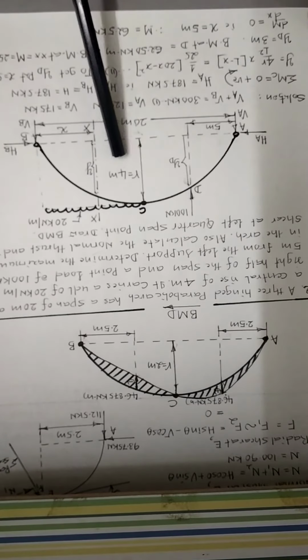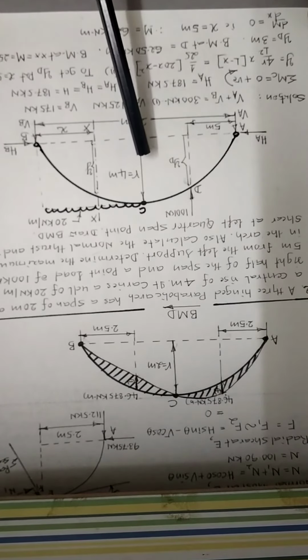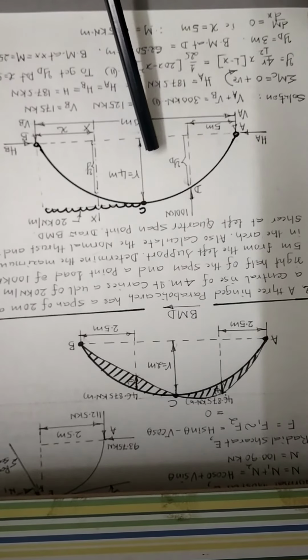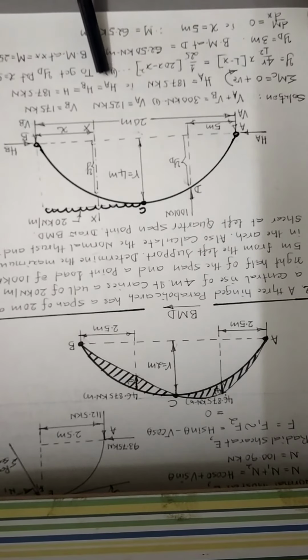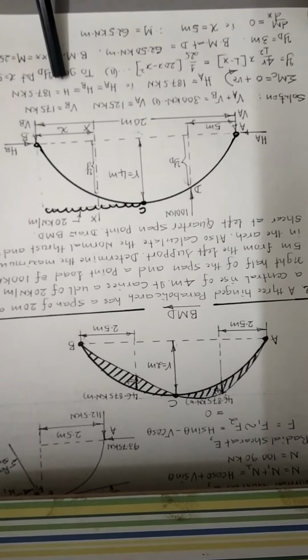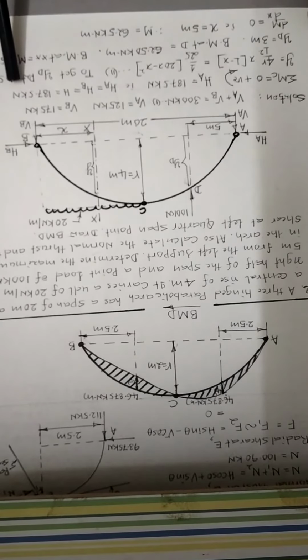In this case, the arch is subjected to purely vertical loads. For that condition, horizontal thrust is always bound to be the same. That means HA is equal to HB is equal to H. That value is equal to 187.5 kilonewton.